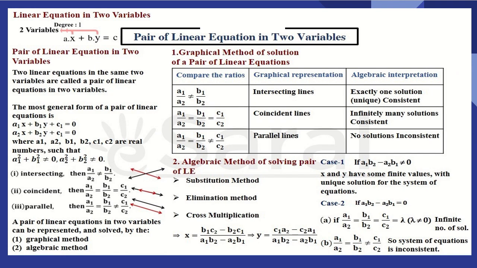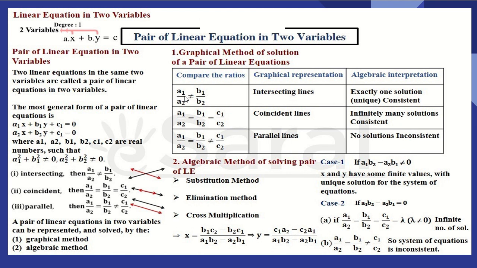Let us have a quick recap of what we learned now. What is a pair of linear equations in two variables? When the degree is 1, then you say it is a linear equation. Whenever you have linear equations, you can solve them with different methodologies. One is the substitution method, one is the elimination method, and another one we learned is the graphical method. Through the graphical method, we can find the solution for the algebraic equations.